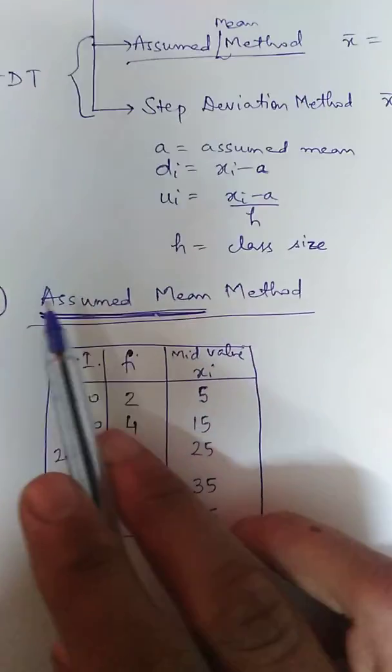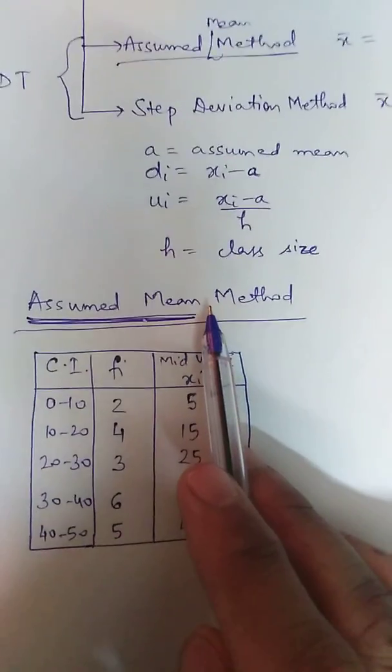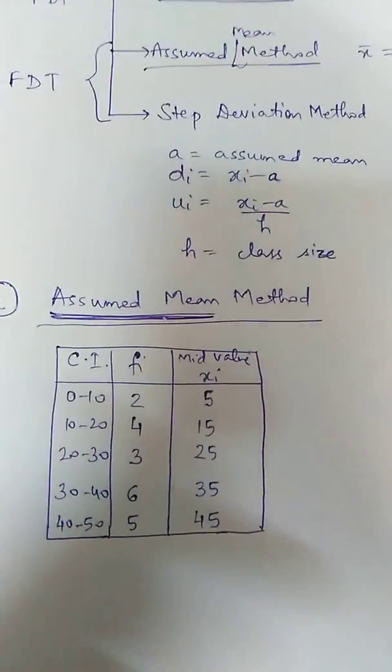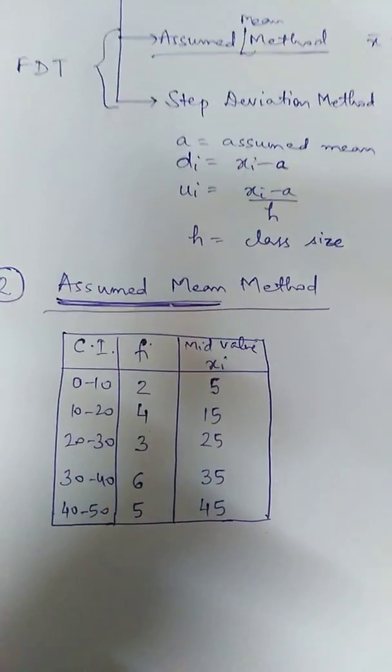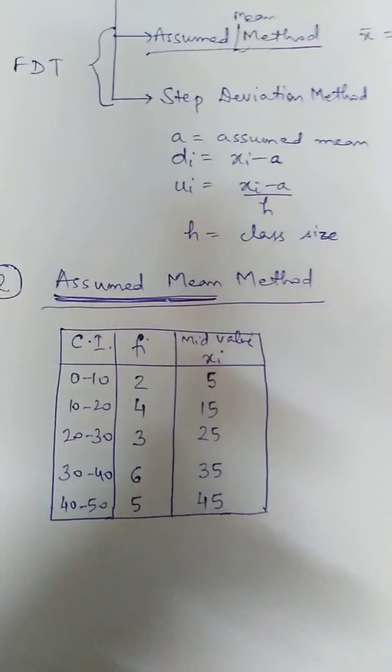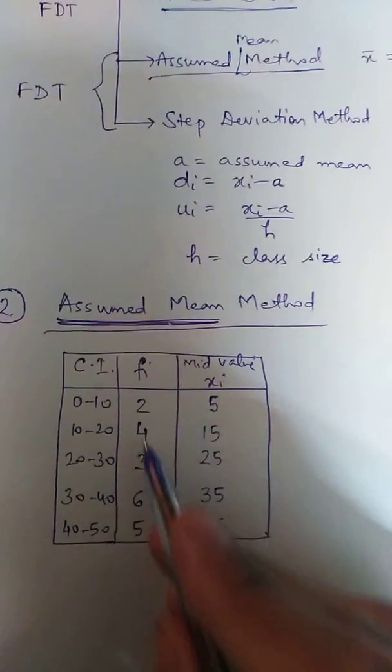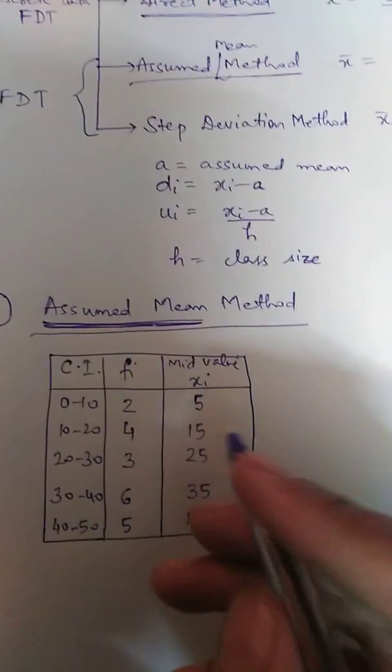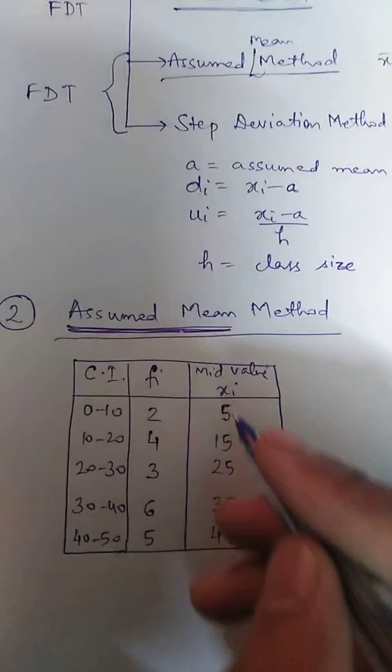Now coming to this method, as it is the assumed mean method, we have to assume one of the observations as the mean, and that observation should not be from the frequency. As we know, the mean can be taken out from these observations.